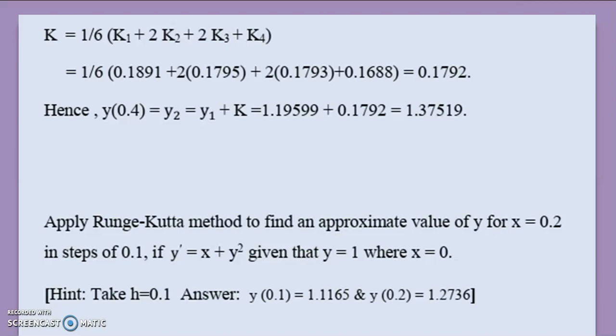We can adopt the same procedure for solving an initial value problem. I have given you one problem: apply the Runge-Kutta method to find an approximate value of y for x equal to 0.2 in steps of 0.1. So indirectly he is giving the hint that h is 0.1. The differential equation, the initial value problem, is y dash equal to x plus y square, given that y is equal to 1 when x is equal to 0. So the initial conditions are x naught as 0 and y naught as 1. The hint is to take h equal to 0.1 and you should get the answer for y of 0.1 and y of 0.2.